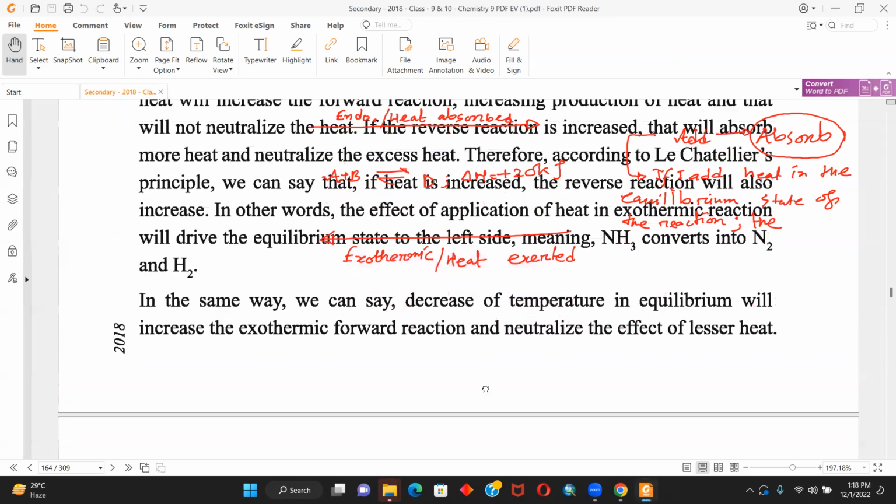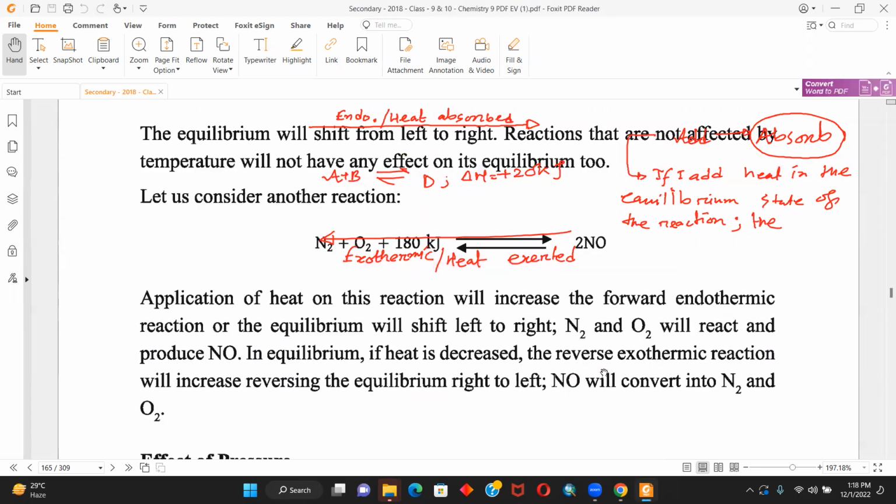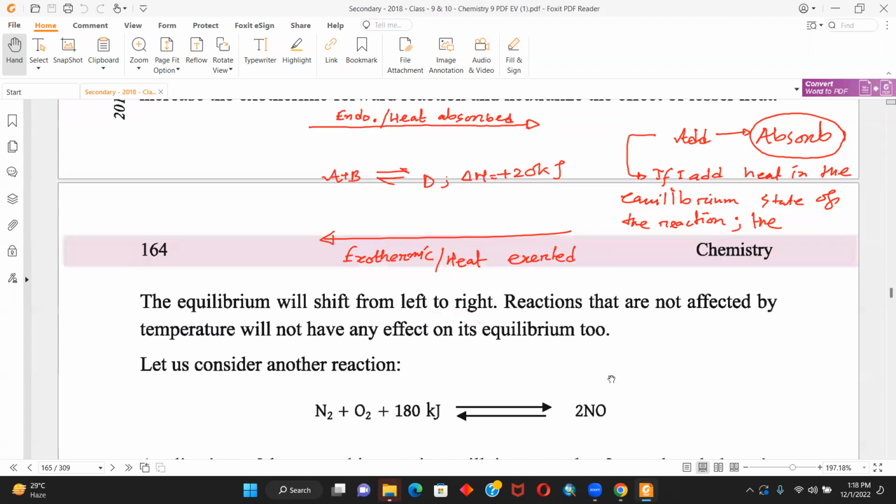I have to check all the bookish terms. You could check by yourself as well. What I mean by that is the forward reaction will keep on increasing. So the rate of forward reaction will increase. The equilibrium state will shift to the forward, or to the right side. I don't remember all the bookish terms, but you understand what will happen, right? Yes.